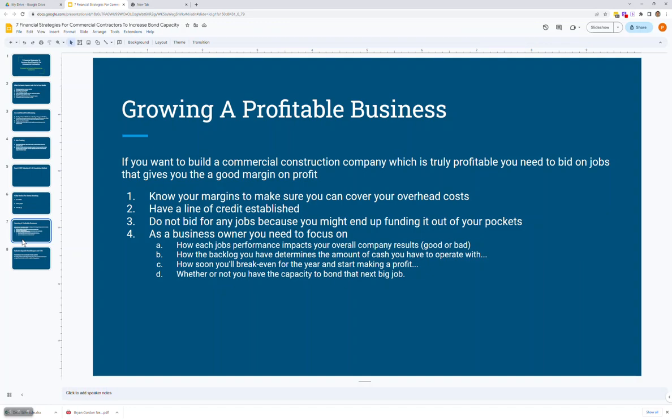As a business owner, you need to focus on how each job's performance is going on an ongoing basis, to see where you can make money, cut costs, or what's going on while things are in progress, rather than waiting for the project to be over and when it's too late.